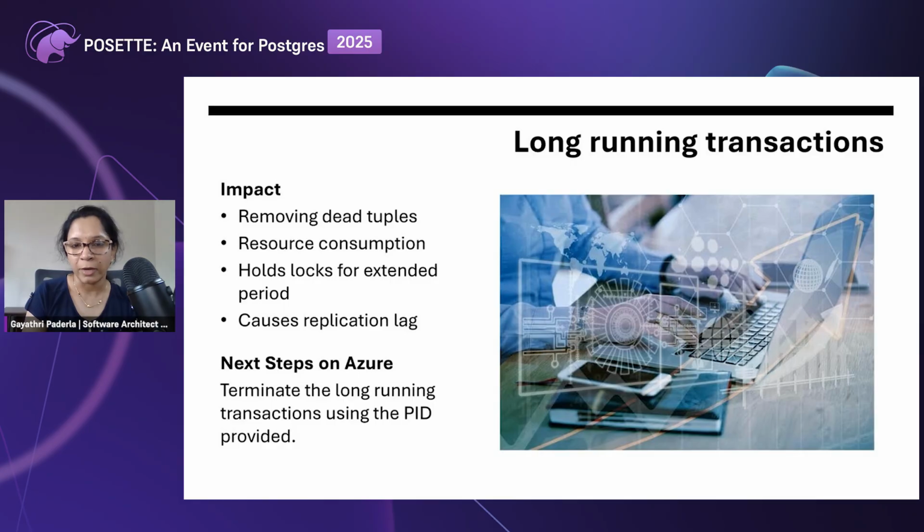Coming to the next recommendation, which is long running transaction. The long running transaction recommendation is triggered if you have a transaction which is running for more than 24 hours, which means it's blocking the autovacuum from cleaning the dead tuples, using the resources of IO and CPU, holding locks on the objects for an extended period of time, and it also causes an increase in replication lag.